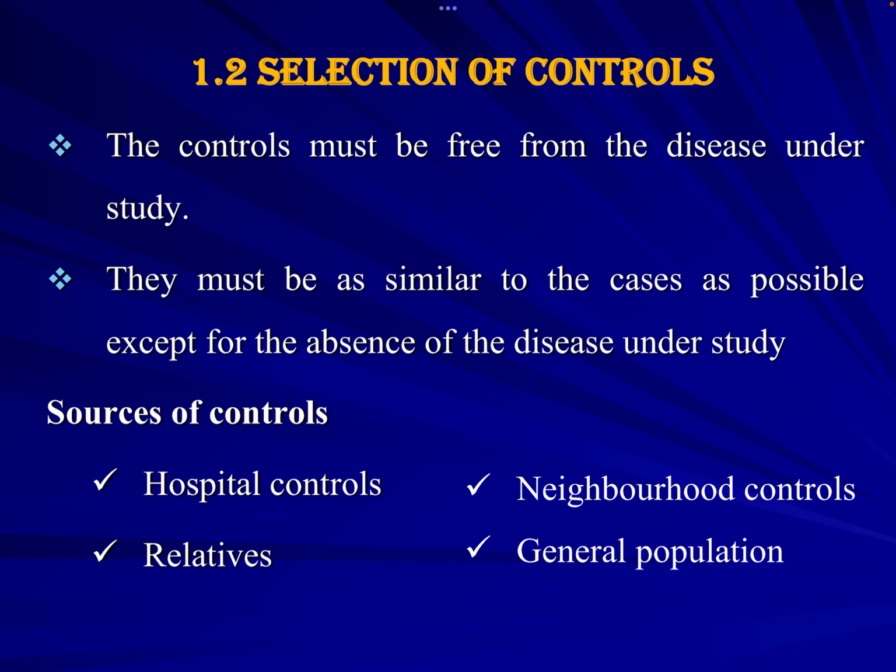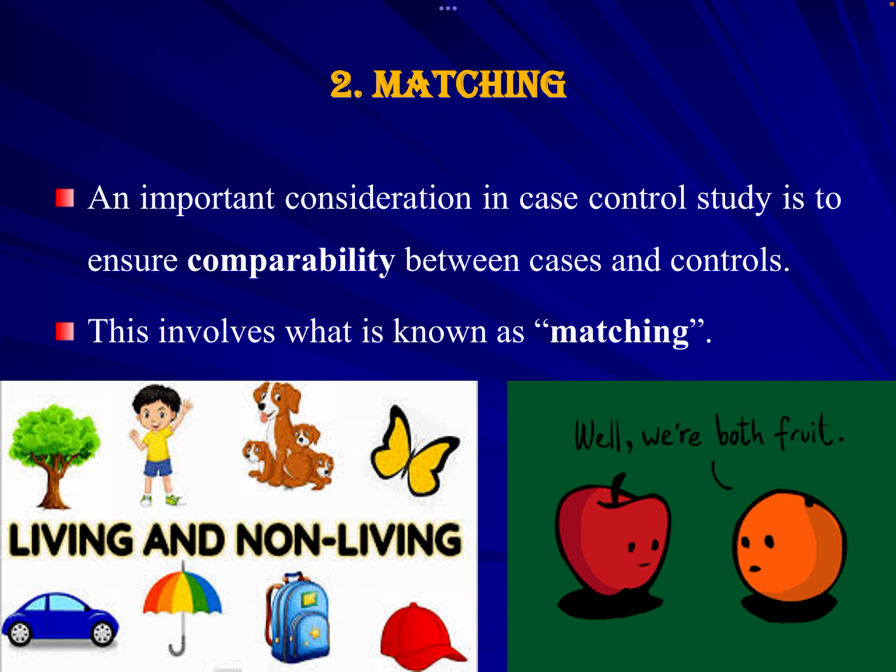Next is selection of controls. The controls must be free from the disease under study. They must be as similar to the cases as possible except for the absence of the disease under study. So what are the sources of controls? They can be hospital controls, they can be relatives, they can be neighborhood controls, or they can be from the general population.